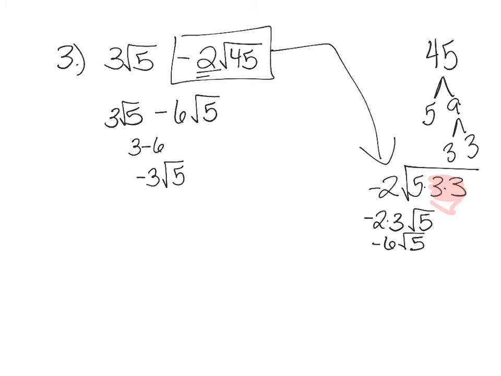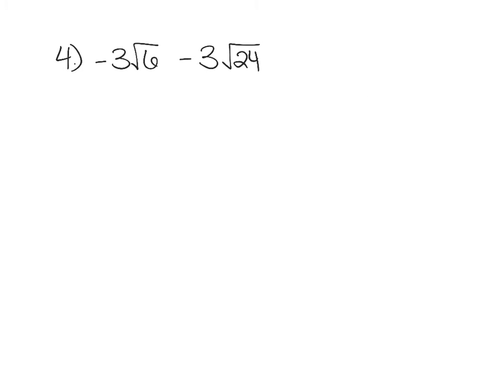Okay, let's try another one. I have -3 radical 6 and -3 radical 24. So if I try to do the radical 6, that just gives me 2 and 3, so that doesn't simplify. So I'm just going to drop that one down. But 24 can be 2 and 12. 12 can be 2 and 6, and 6 can be 2 and 3.